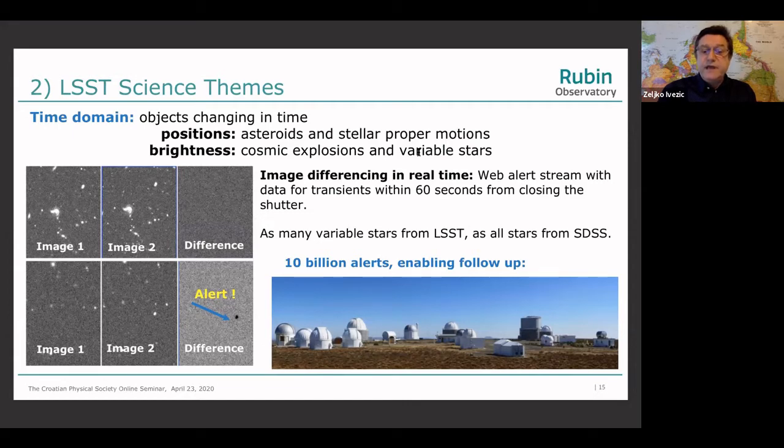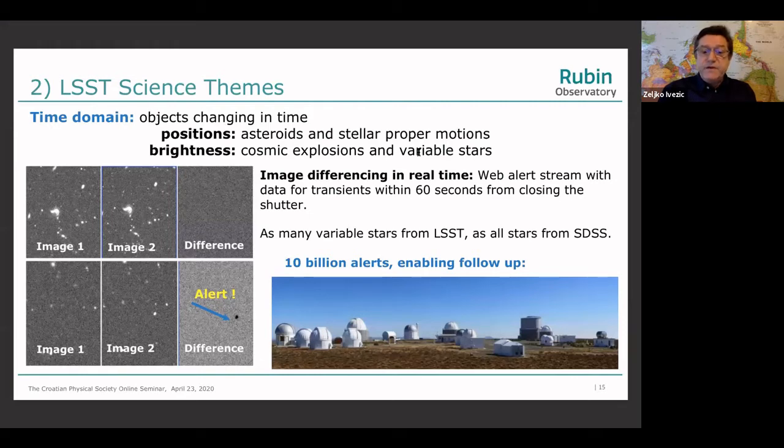So per night, we'll have up to about 10 million alerts, on average about 3 million. Over 10 years, there will be of the order 10 billion such alerts. Most of them will be variable stars or asteroids, but there will also be some very peculiar explosions like gamma ray bursts that are very rare, happen once a week in LSST, or even rarer objects.